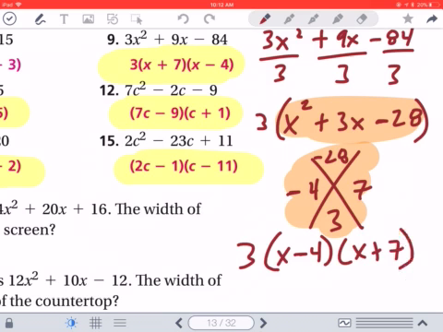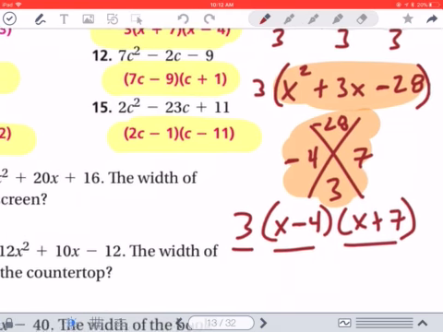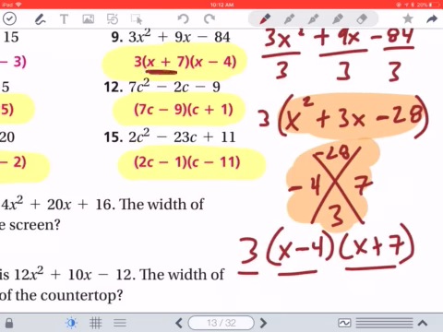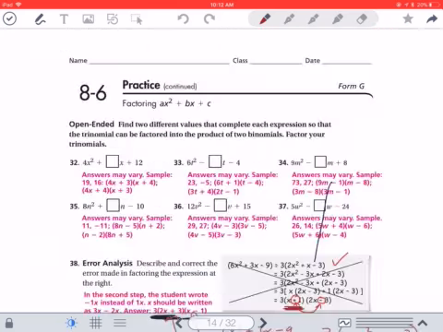And a couple people asked during the video, does the order matter? Well, you're multiplying all of these terms together, and the order does not matter in multiplication. 2 times 3 is the same as 3 times 2. So the answer here was x plus 7 first, and I put x minus 4 first. Doesn't really matter.